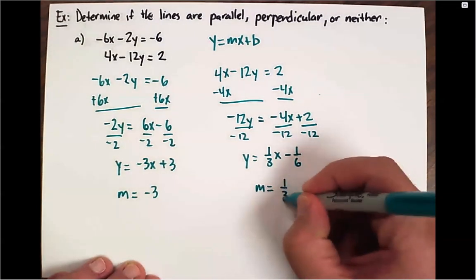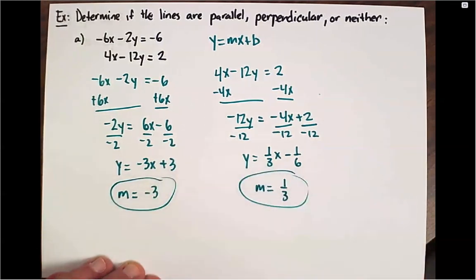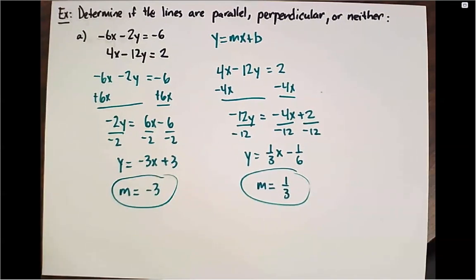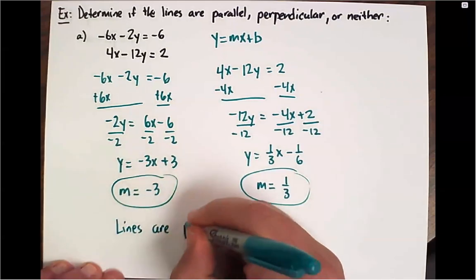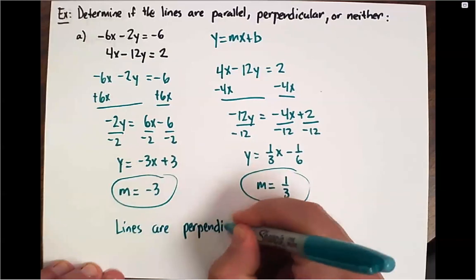1/3. So I need to look at these two numbers right here and ask myself, are those two numbers the same? They're not the same, so those lines aren't parallel. Are those two numbers negative reciprocals of each other? Yes. What's the reciprocal of 3 over 1? It's 1 over 3. And one of them is negative and the other one is positive. So they are negative reciprocals of each other. So therefore, these lines are perpendicular.